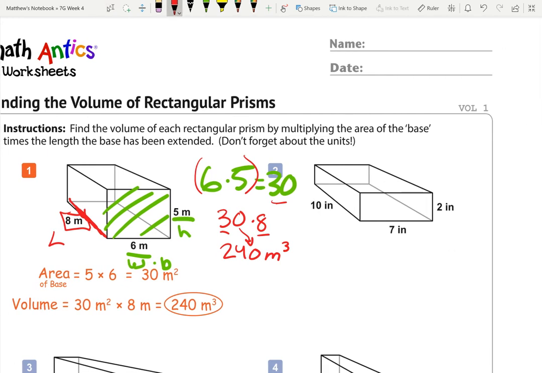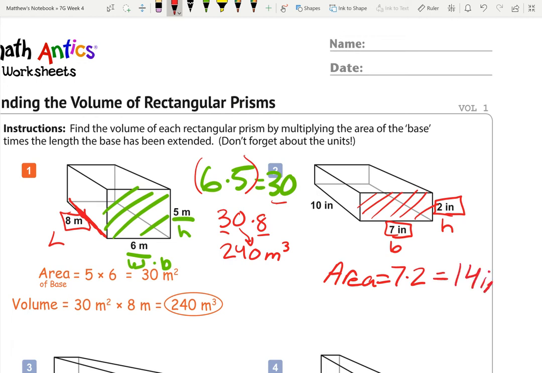So first we're going to calculate the area of this rectangular face. We have our base multiplied by our height. And if we do that, it's going to come out with an area of 7 times 2 to give us 14 inches squared. And remember, it's inches squared because here we're multiplying inches by inches.